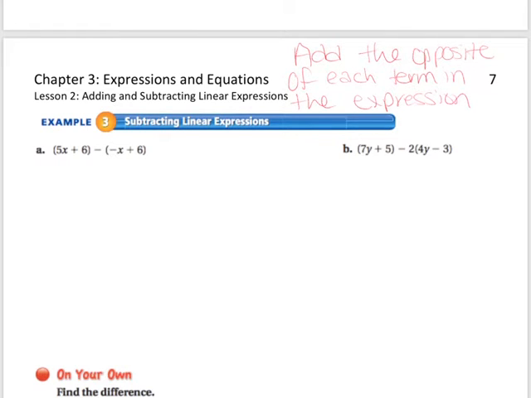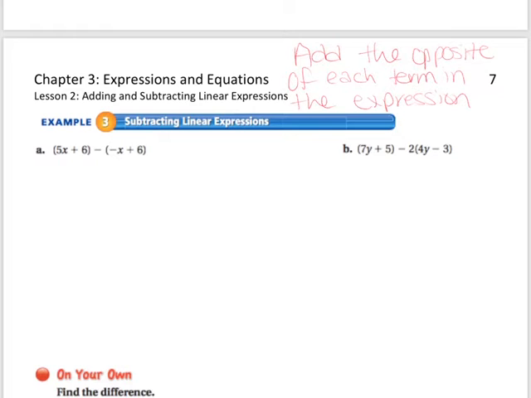But when we are subtracting linear equations, all we are going to do is add the opposite of each term in the expression. So go ahead and pause this if you need a couple seconds to write that out. But we're just going to add the opposite of each term in the expression. I'm going to show you guys what I mean by that.